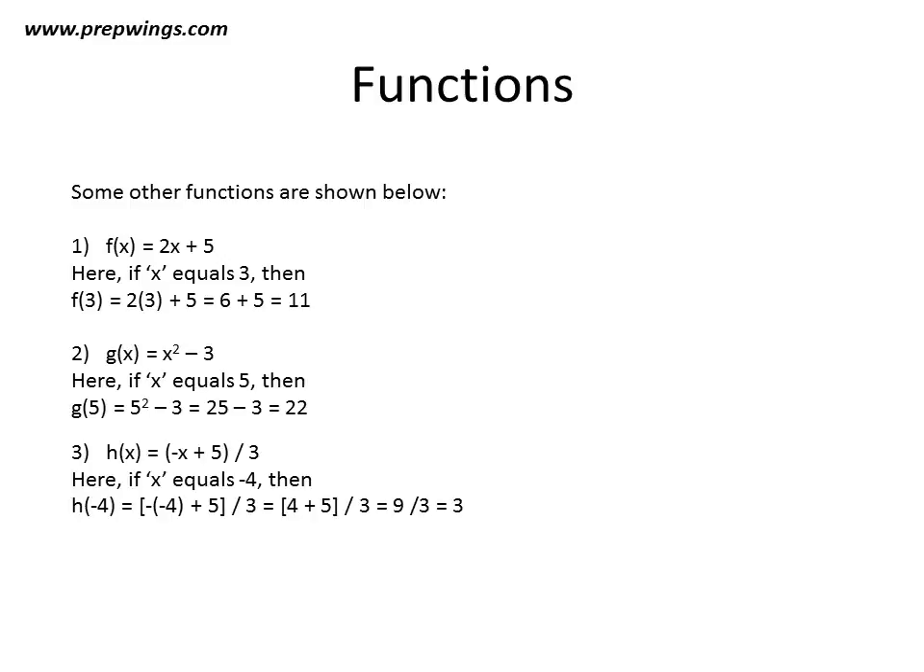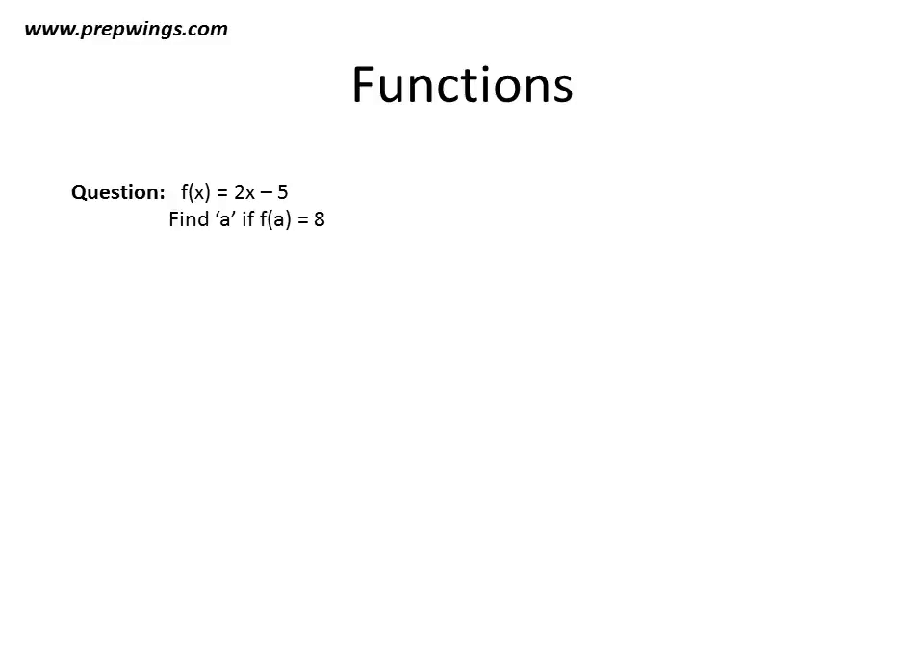Then h of x is shown as minus x plus 5 divided by 3. Now here if x equals -4, then h of -4. So again instead of x we will be putting -4 here. That will be minus of -4 plus 5 whole divided by 3, which will give the answer as 3. So h of -4 is equal to 3.